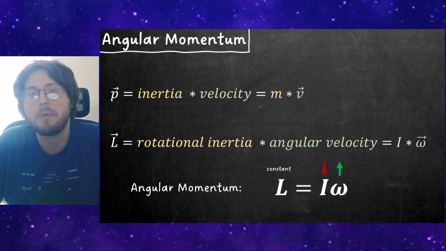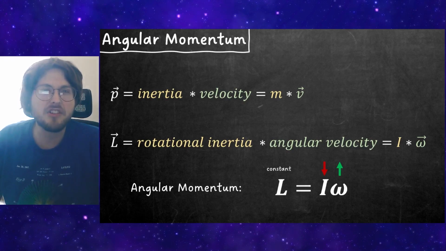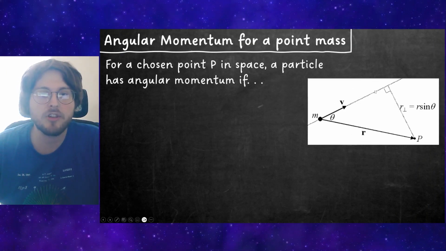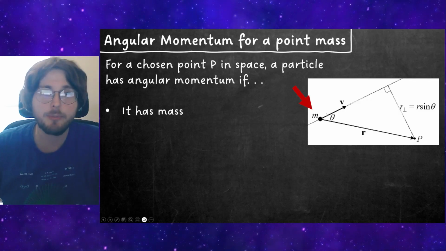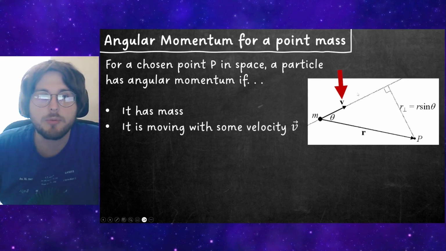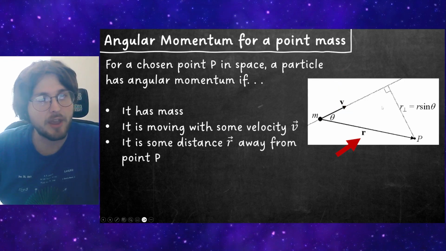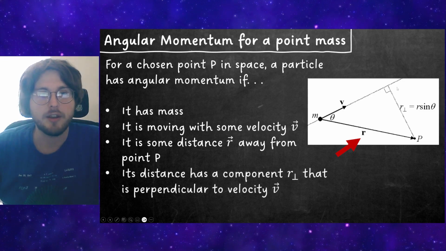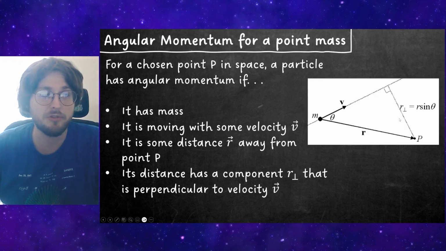So we can say that angular momentum for a solid object rotating about some axis is L equals I omega. That is kind of a macroscopic view of what's happening though, so let's take a look at a single particle's angular momentum. Generally, for any point P in space, a particle is going to have an angular momentum about that point if 1. It has mass, 2. It's moving with some velocity v about that point, 3. It has some distance r away from point P, which is a vector, and 4. Its distance has a component r perpendicular that's perpendicular to the velocity v.